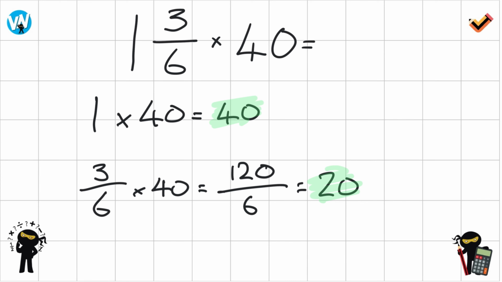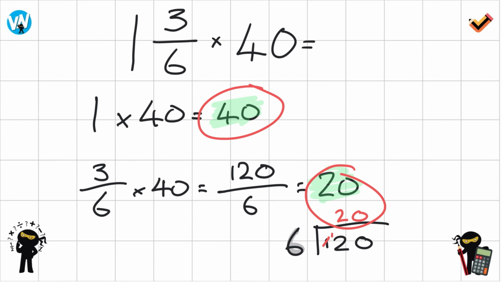But again, if you couldn't get to 20 down here, you would have just done 6 into 120. 6 into 1 doesn't go, carry the 1. 6 into 12 is 2, 0. So again, we're getting to the same situation of 20. We've got 40. We're going to add that together. So the answer would have been 60. All right, let's take a few SATs questions.